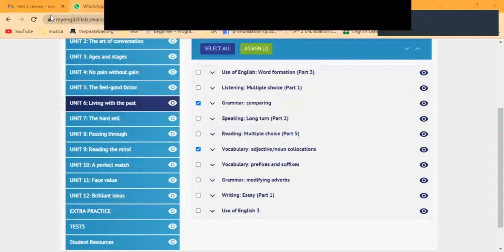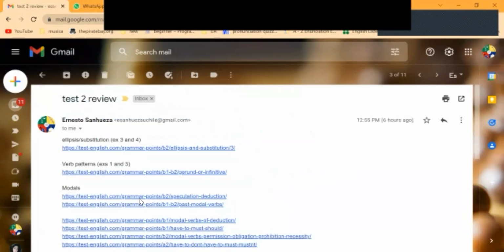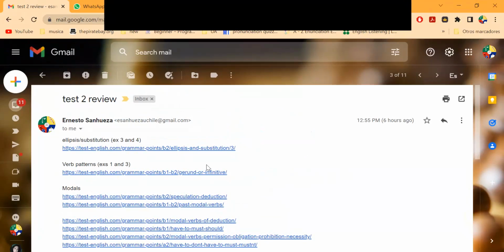We are going to focus our practice on the 5 grammar topics for the test, okay? You should revise the 2 vocabulary topics on your own, right? So I'm going to go to my mail because I did my homework and I have a selection of activities from Test English, the fantastic webpage I presented to you a few weeks ago. And let's begin with ellipsis and substitution. From here, we're going to do exercises 3 and 4, right?